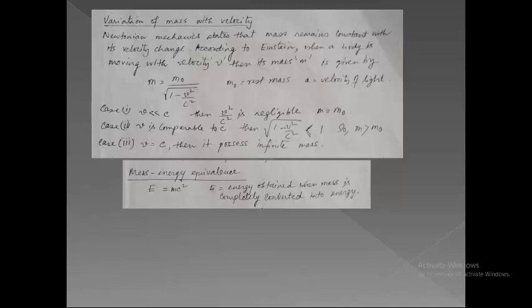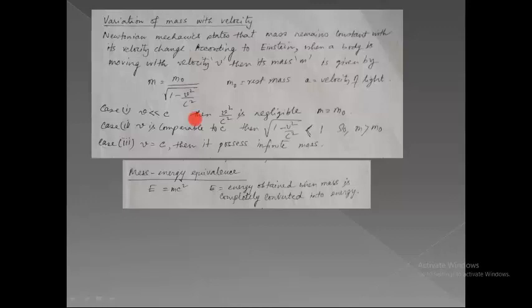What is the case? The case is when a particular mass or a body moves close to the velocity of light, then the value of the mass does not remain constant. It changes by the formula m is equal to m0 over root over 1 minus v square by c square. Now what is m0? m0 is the mass when the body is at rest. That means it is stationary.